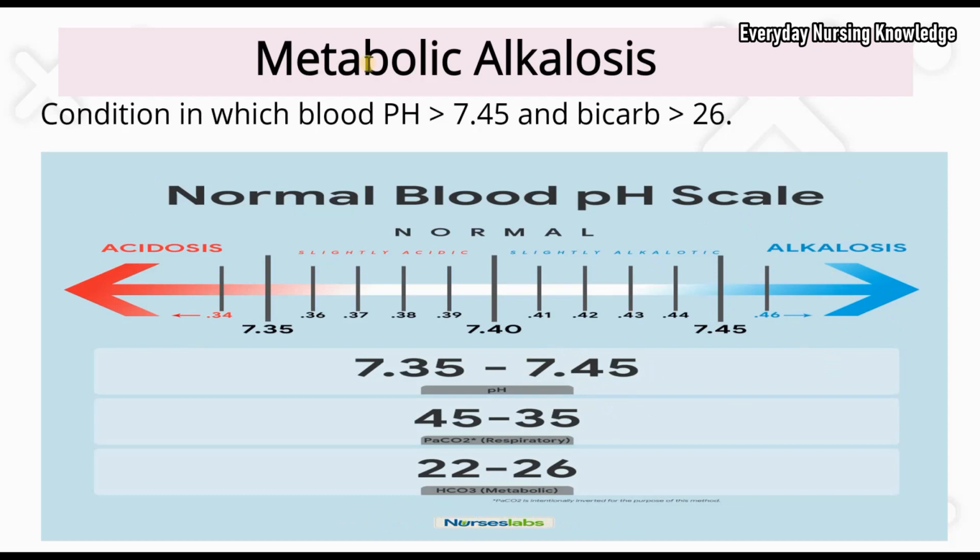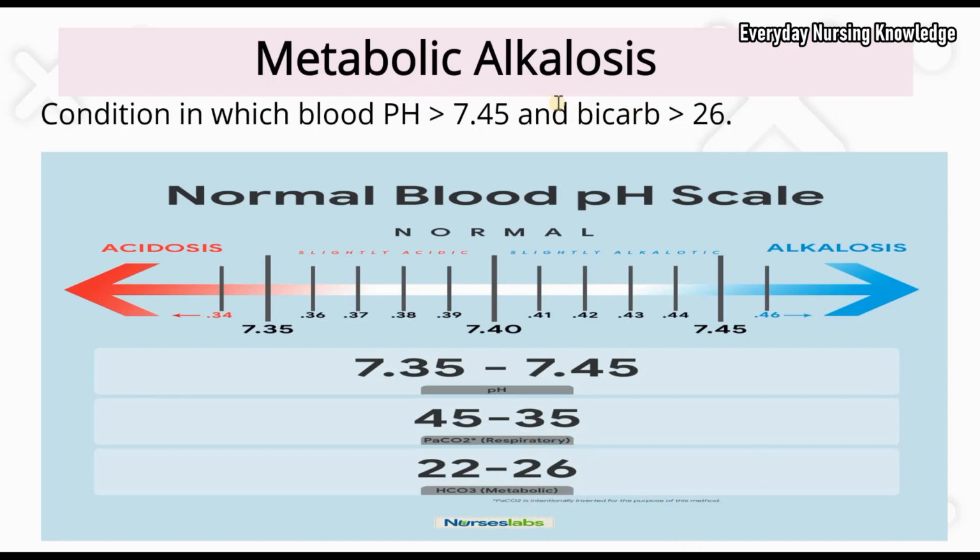And you call it a metabolic when the bicarb level is greater than 26. The normal bicarb level is 22 to 26. Bicarb is basic in nature, and if the bicarb level goes beyond 26, it can lead to metabolic alkalosis.